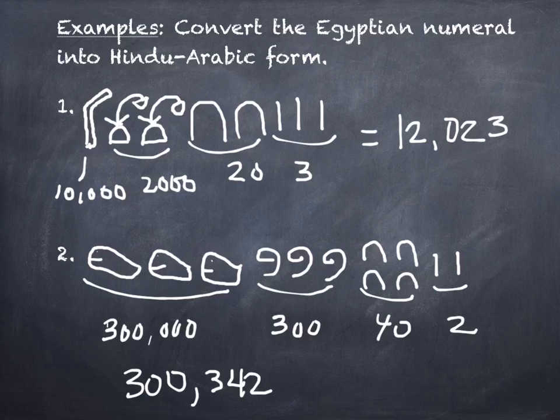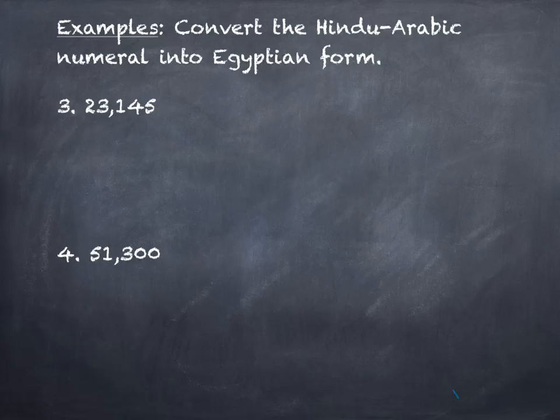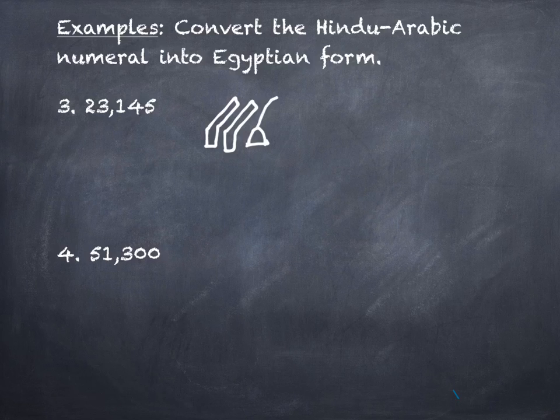Okay, their number system is actually really easy to convert between. And so we're going to go the other direction now. So we're going to take one of our numbers and write it as their numerals. Okay, so this is where you get to practice your artistic abilities. All right, so I have 23,145. How do I get the 20,000? 2 pointing fingers, right. So I need to write 2 pointing fingers. How about that 3? That 3 is 3,000. How do I get 3,000? 3 flowers, right?